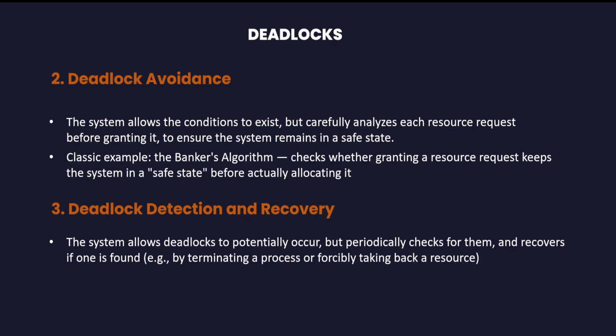So in Banker's algorithm, it first requires every process to declare its maximum resources need upfront. So every process will have to declare how many resources it needs at first only. And then secondly, it checks whether granting a resource request keeps the system in a safe state before actually allocating it. So first it will check how many resources are needed by a process, and then before granting a resource to that process, it will check whether the system will be in a safe state or not. So this is Banker's algorithm and it is an example of deadlock avoidance.